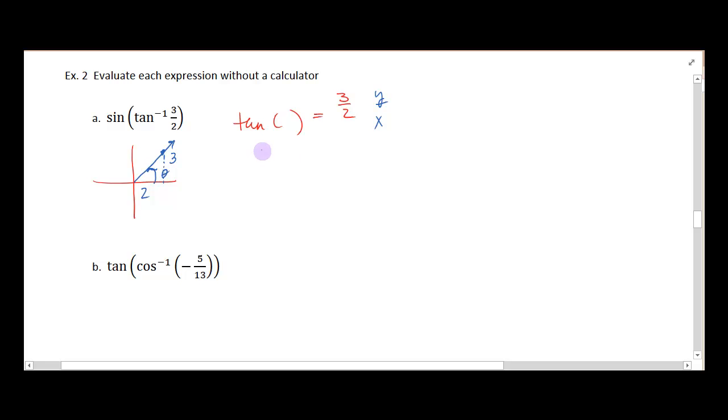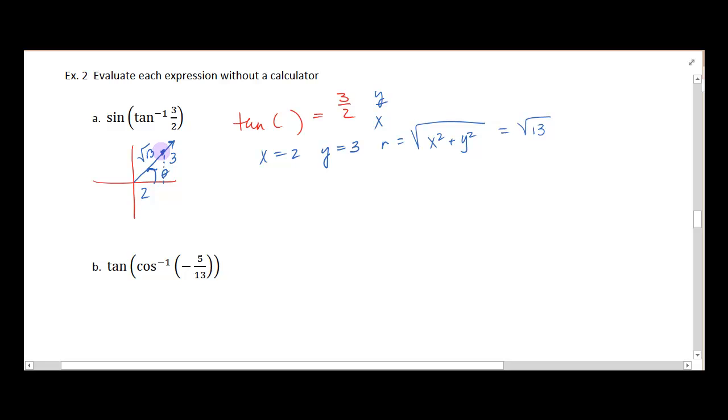Now, if I know x is 2, y is 3, then r must be, using Pythagorean's theorem, the square root of x squared plus y squared, which in this case would be 2 squared, so that's 4, plus 3 squared, which is 9, so 4 plus 9 is the square root of 13. So I found out that r is the square root of 13.